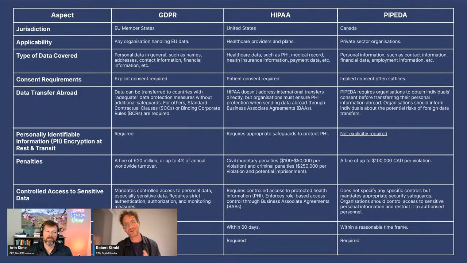HIPAA, on the other hand, is US specific. It safeguards protected health information and typically affects companies working in healthcare, so healthcare providers, insurance companies, and their business associates. And PIPEDA, which is Canadian, is again more similar to the GDPR in that it covers a broad spectrum of personal information in the commercial sphere, but it has a unique focus on consent and consumer rights.